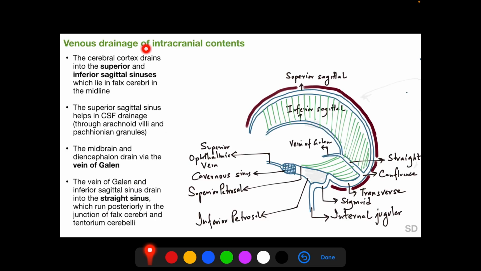Coming to the venous drainage of the intracranial contents, the cerebral cortex drains into the superior and the inferior sagittal sinuses, which lie in the falx cerebri in the midline. The superior sagittal sinus helps in CSF drainage through the arachnoid villi and the Pacchionian granules. The midbrain and the diencephalon drain via the vein of Galen, and the vein of Galen and the inferior sagittal sinus drain into the straight sinus, which runs posteriorly in the junction of the falx cerebri and the tentorium cerebelli.